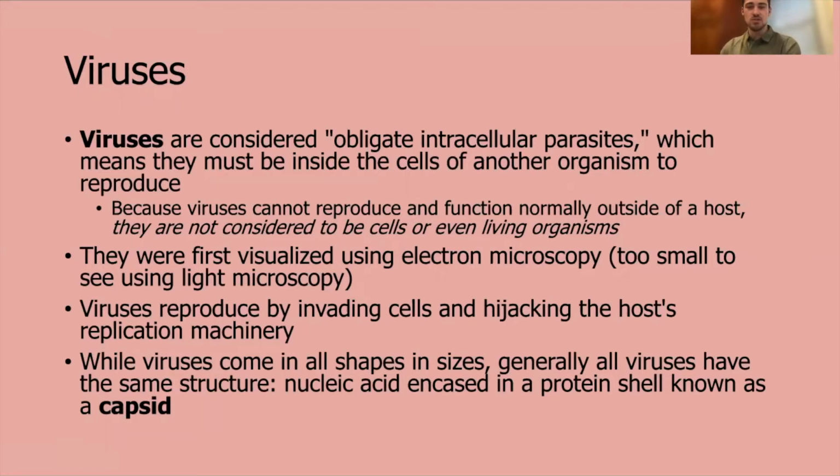Viruses reproduce by invading cells and hijacking the host's replication machinery, as we mentioned. While they come in all different shapes and sizes, generally all viruses have the same structure. All it is is nucleic acid encased in a protein shell that we refer to as a capsid. It's pretty much just genetic information surrounded by protein. And that's really all viruses are. Obviously, there are different classes of viruses that act different ways and infect different things, but a virus is just a protein shell containing genetic information. And its one function is to spread.